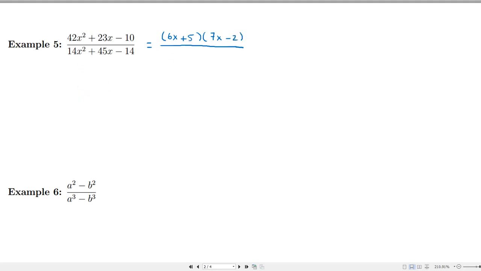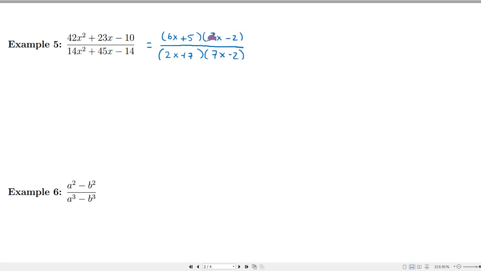And what about the denominator? With a similar strategy, we can do some trial and error, but there's going to be a lot less possibilities because the factors for 14 are 2 and 7. So the only possibilities for this would be 14 and 1 and 7 and 2. Same thing for the product on the end. But by trial and error, we would get the 2x plus 7 and 7x minus 2.